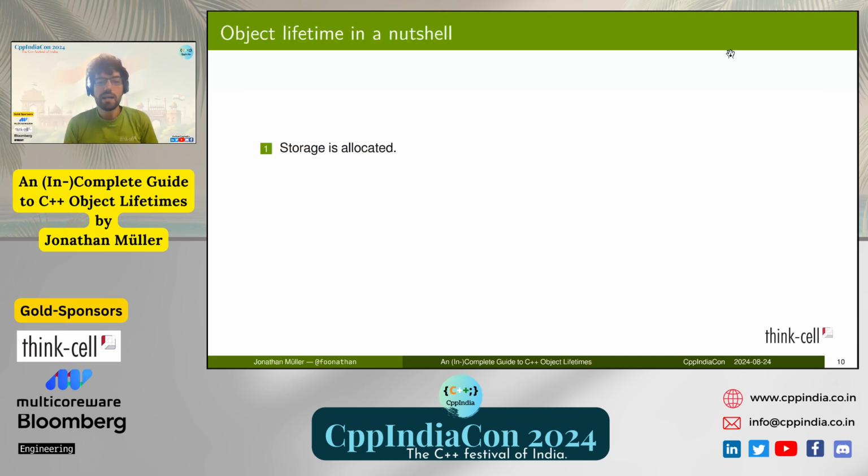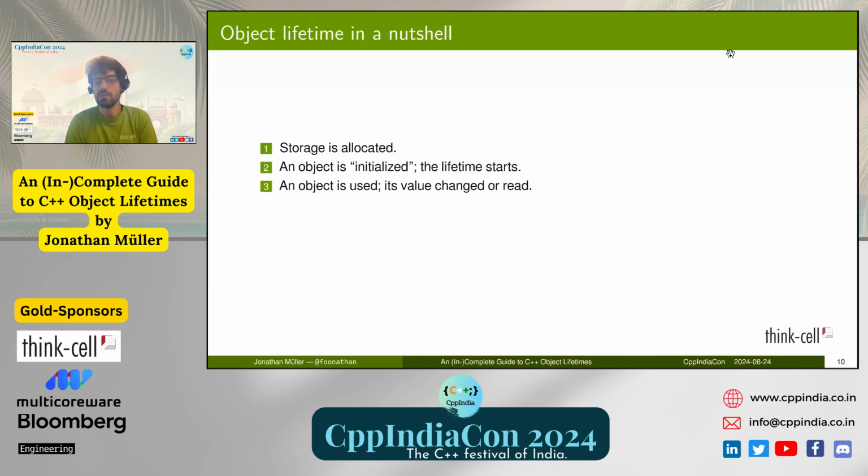So on a very high level, this is how object lifetime behaves. The first step is we need to allocate storage. Every object occupies storage, so we need to allocate some storage. We then initialize the object, which starts the lifetime. And initialize is in quotes there because this is C++, so of course, it isn't quite that easy.